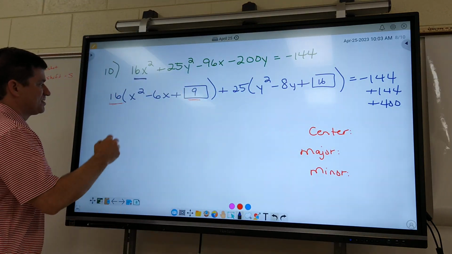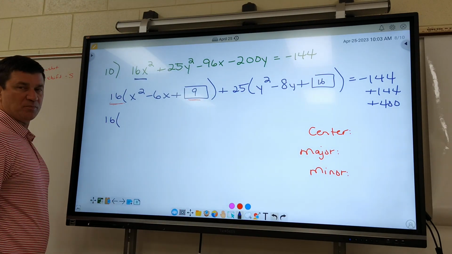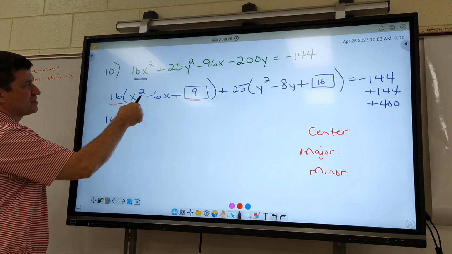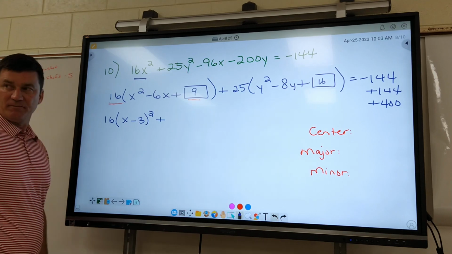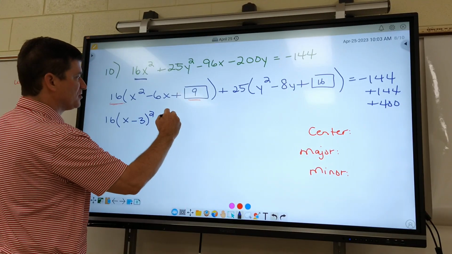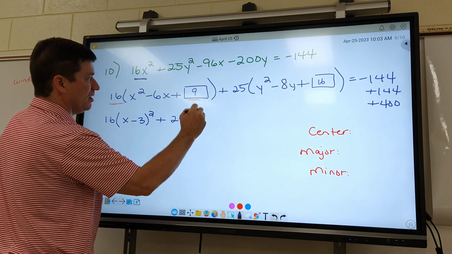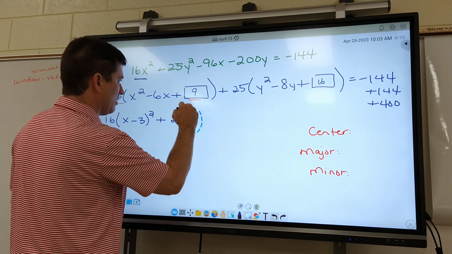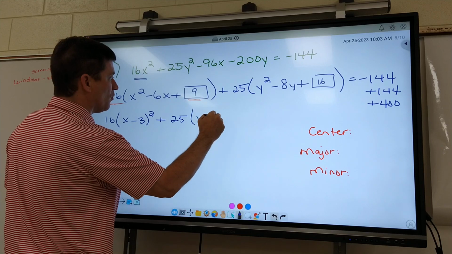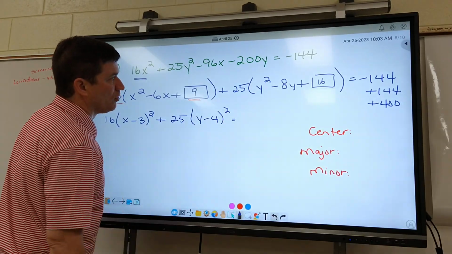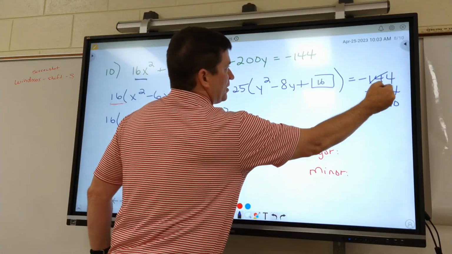All right, so next step, I leave the 16 in front of the parentheses. X minus 3 goes in the parentheses, squared. All right, we leave the 25 in front of the parentheses. Y minus 4 goes in the parentheses equals, well, that's 400.